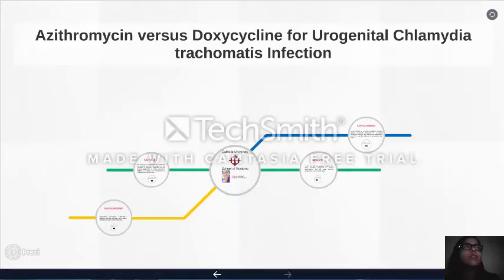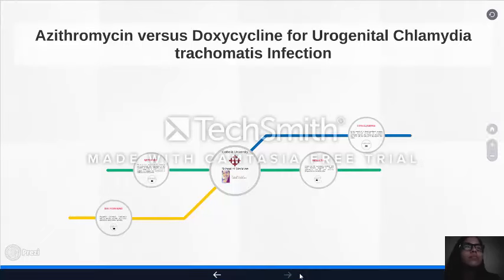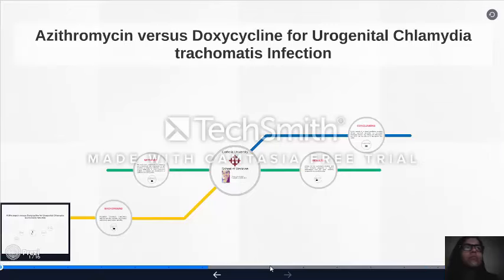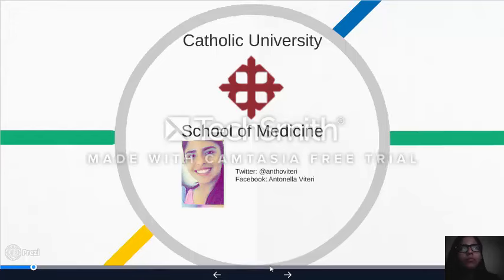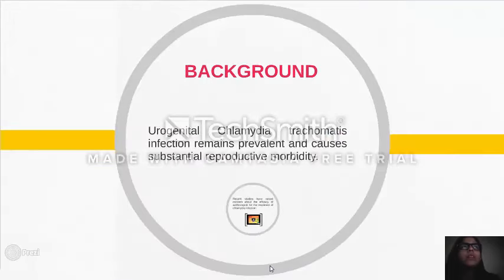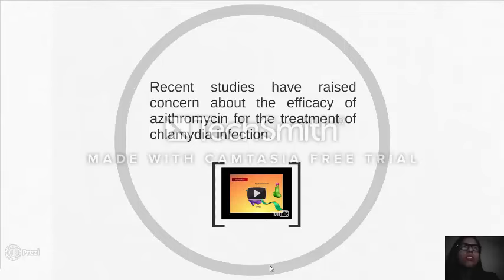Azithromycin versus Doxycycline for Urogenital Chlamydia trachomatis infection. Background: Urogenital Chlamydia trachomatis infection remains prevalent and causes substantial reproductive morbidity. Recent studies have raised concern about the efficacy of azithromycin for the treatment of chlamydia infection.